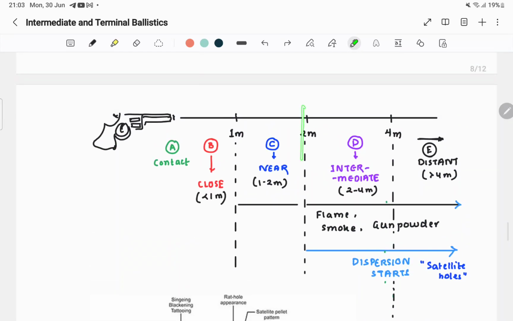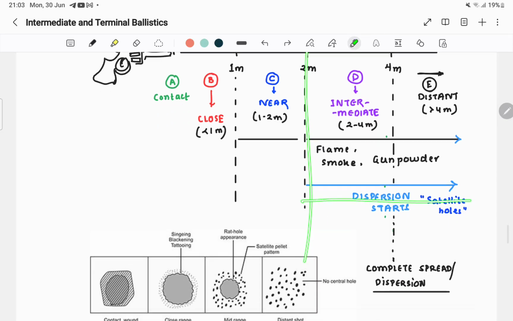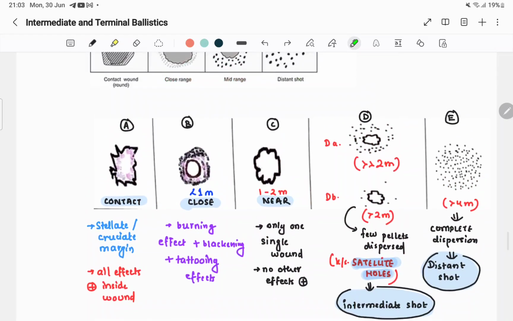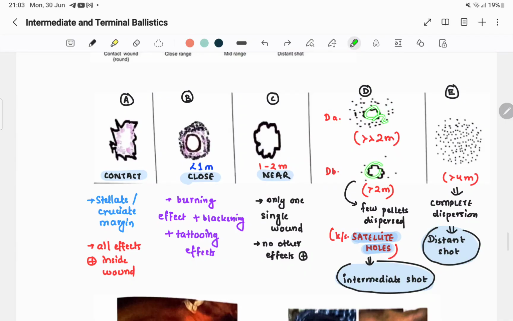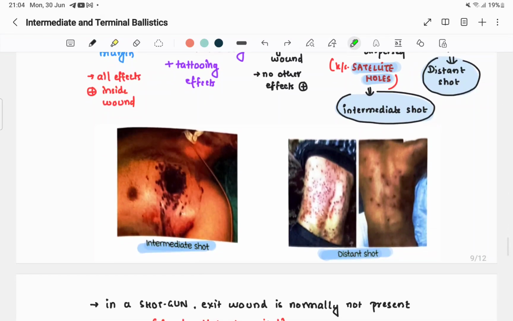Because look at this, near shot. After this, your flame, smoke, gunpowder will disperse. There will be more dispersion from 2 meter. So in an intermediate shot, some satellite holes will be produced. A few pellets will be dispersed and holes will be there only, due to very much dispersion. More than 4 meter, complete dispersion, distant shot. No such bullet hole, even the puncture wound is absent. Only the smoke particles.